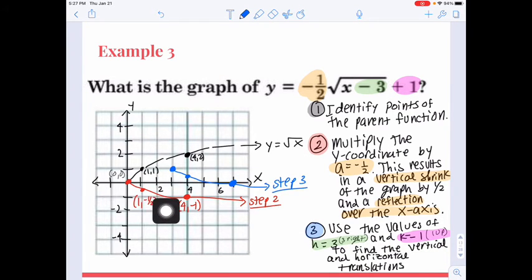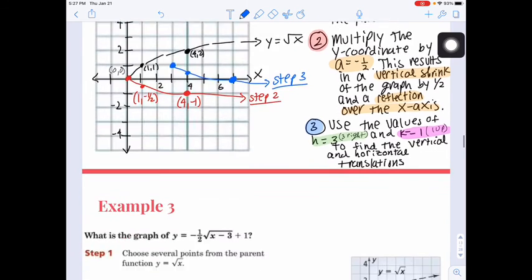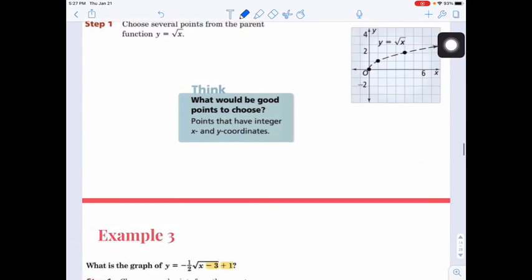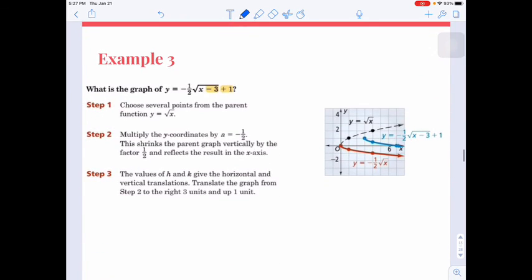So we're going to take these red points, and we're going to move them 3 to the right and 1 up. So 0, 0 moves over 3, 1 up, and becomes 3, 1. 1, negative 1/2 moves 3 to the right and 1 up to become 4, positive 1/2. And then 4, negative 1 moves 3 to the right and 1 up to become 7, 0. So this blue graph right here is going to be our final answer. The work for this problem is written out on the next 2 slides.